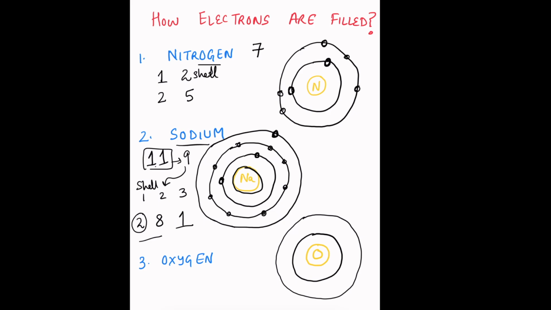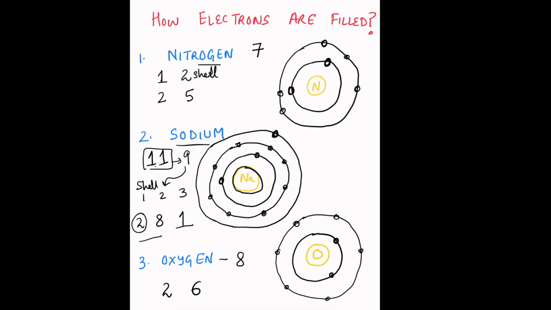The last example is oxygen. The atomic number of oxygen is 8. So if we fill, the first shell will have 2 electrons and the second shell will have the remaining 6 electrons. So this is shell 1 with 2 electrons and this is a shell with 6 electrons, 1, 2, 3, 4, 5, 6. So these are the rules for filling up the electrons.